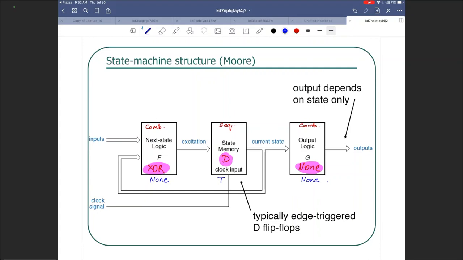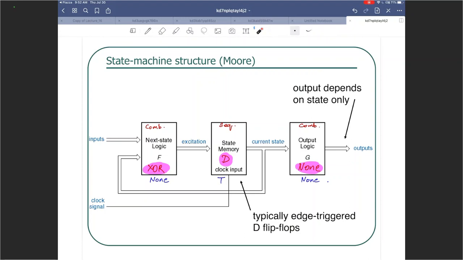The state memory, that is the sequential part of this finite state machine, typically is designed using D flip-flops, because that's pretty easy to design using because of the nature. Q plus equals D, right? The next state is whatever the input drives. So typically edge triggered D flip-flops.